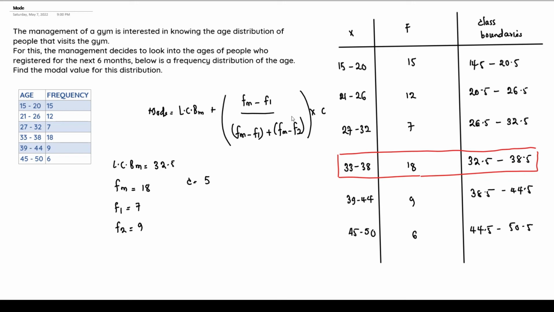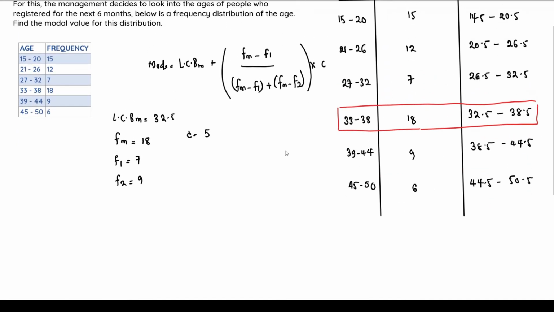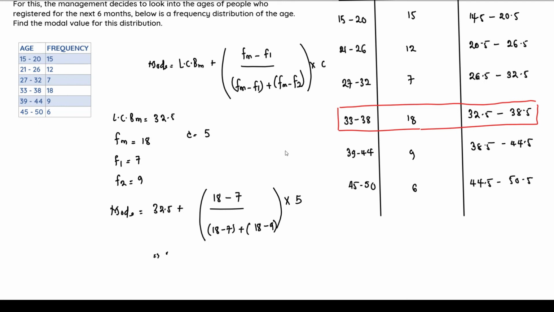So now that we have all our details, it's time for us to substitute them into the formula. So let's take this up a bit. We have our mode equal to 32.5 plus, we open the bracket, 18 minus 7 divided by 18 minus 7 plus 18 minus 9, then we close the brackets, then we have times 5. So 32.5 plus, 18 minus 7 is 11, divided by 11 plus 18 minus 9, that gives us 9, times 5.